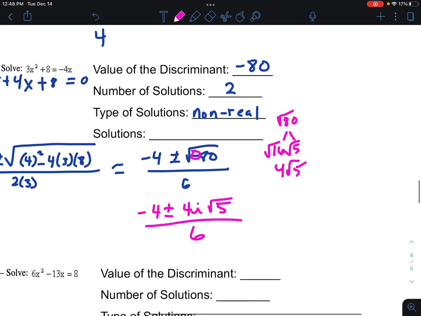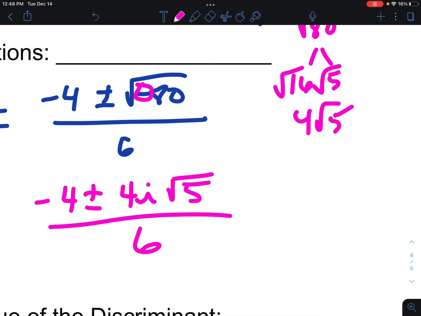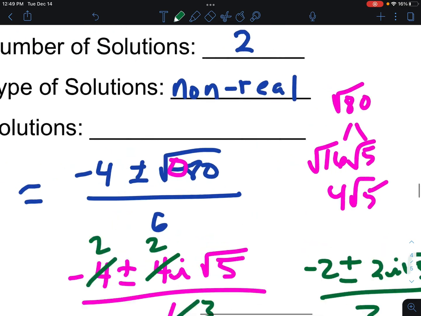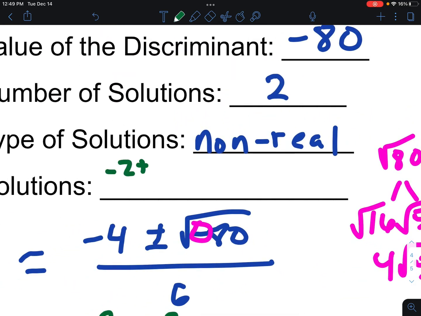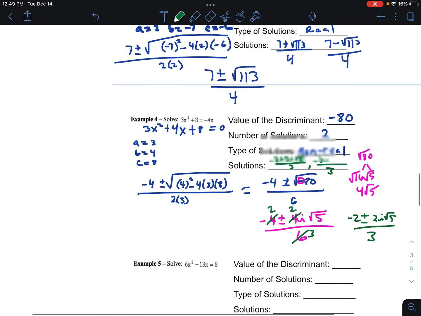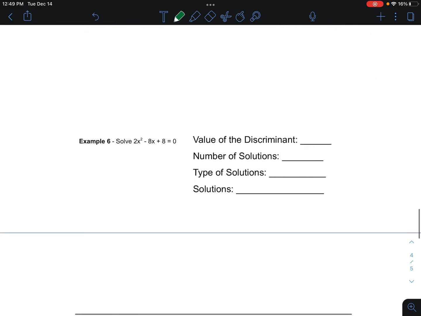And then we have time to simplify. Everything is divisible by 2. So divide by 2, divide by 2, and divide by 2. So we have negative 2 plus or minus 2i radical 5 over 3. And those would be our two solutions. Negative 2 plus 2i radical 5 over 3, and negative 2 minus 2i radical 5 over 3. All right, so that is that.